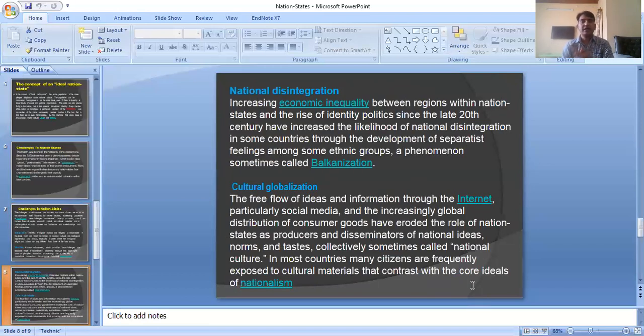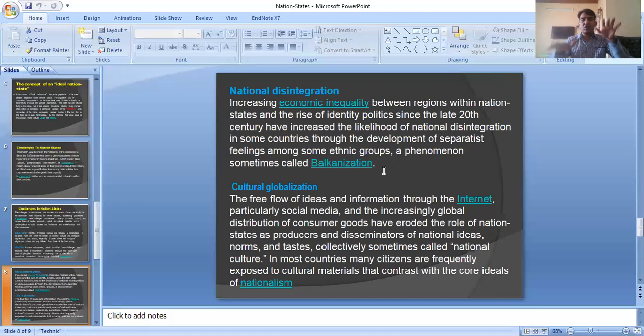So increasing economic inequalities between regions within nation states, and the rise of identity politics since the late 20th century, have increased the likelihood of national disintegration in some countries through the development of separatist feeling among some ethnic groups, and a phenomenon sometimes called balkanization. So it is similar where there is an imbalance of economic well-being or stability.